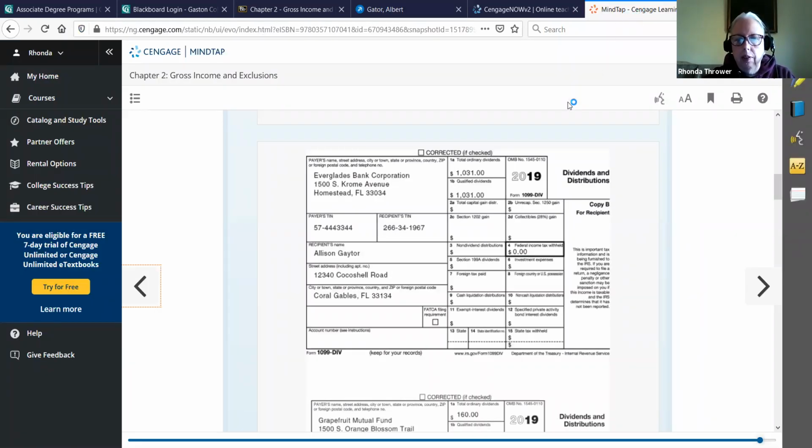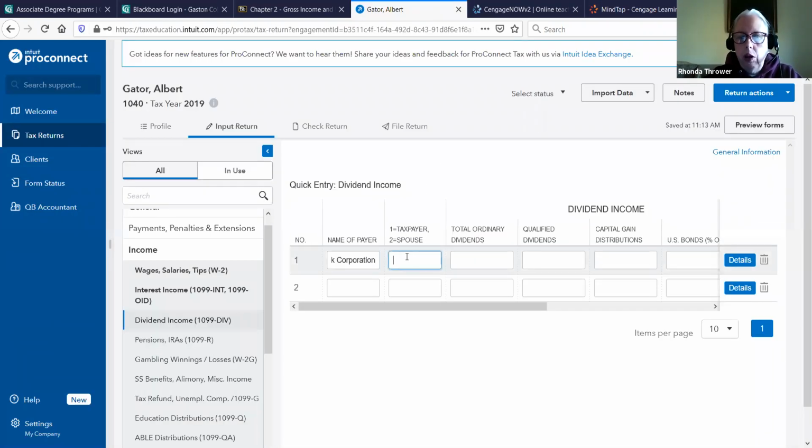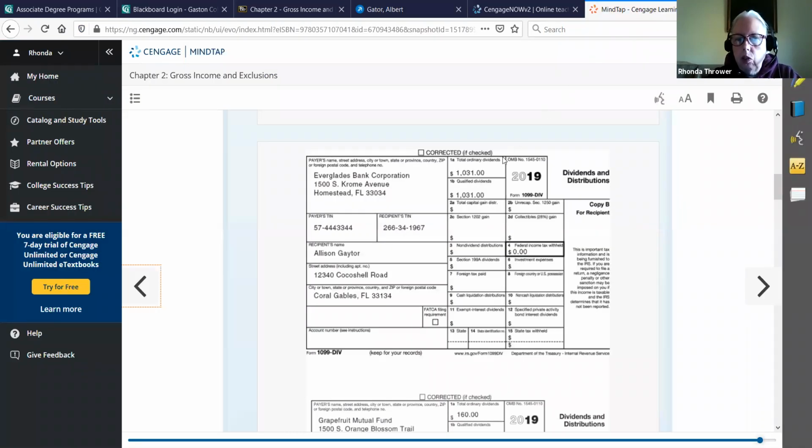Again, I'm going to go back to this and I'm going to look at it. It was addressed to Allison Gator this time. Do you see the recipient's name here is the wife? So this is the wife's ordinary dividends and also qualified dividends that it's got here. You're going to put ordinary dividends in for her for Everglades Bank Corporation. So she was the spouse. We're going to mark this 2. And there were ordinary dividends. And the ordinary dividends were $1,031.